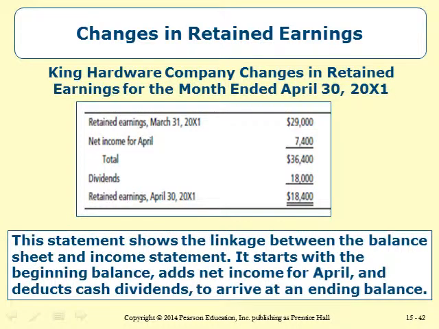So this statement shows the linkage between the balance sheet and income statement. It starts with the beginning balance and adds the net income, right? This changes in retained earnings. So we have beginning retained earnings as of March 31st, 20X1. We have net income for April that we just saw on the income statement of $7,400, to give us a total retained earnings of $36,400, but we also had declared and paid out $18,000 in dividends, which we reduced from retained earnings to give us total retained earnings at April 30th, 20X1 of $18,400.